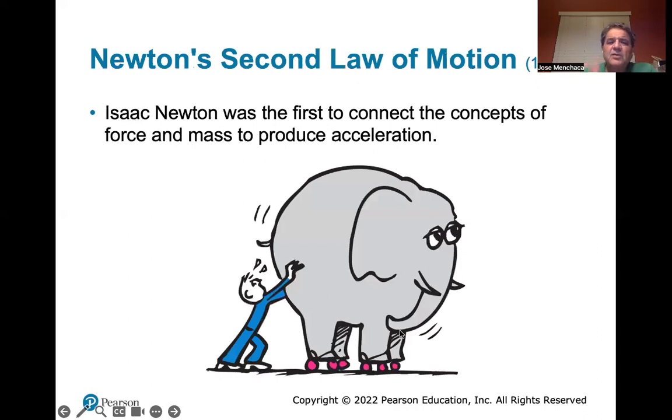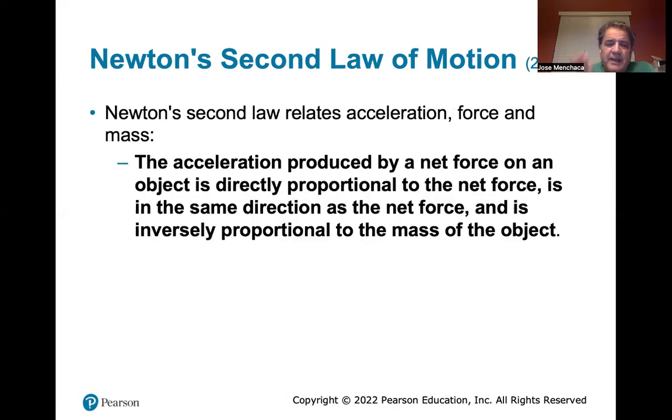Okay. Isaac Newton was the first to connect the concepts of force and mass to produce acceleration. And here is Newton's second law. The acceleration, let's think of it in 3 parts. The acceleration produced by a net force on an object is directly proportional to the net force, is in the same direction as the net force, and is inversely proportional to the mass of the object.